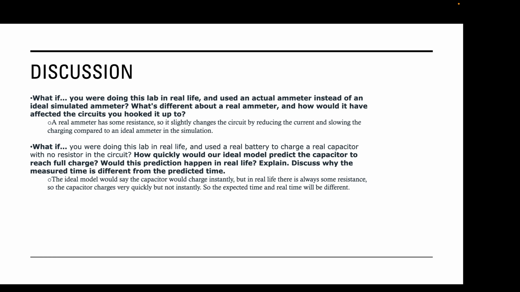So what if you were doing this lab in real life and used an actual ammeter instead of an ideal simulated ammeter? What's different about a real ammeter, and how would it have affected the circuits you hooked it up to? A real ammeter has some resistance, so it slightly changes the circuits by reducing the current and slowing the charging compared to an ideal ammeter in the simulation.